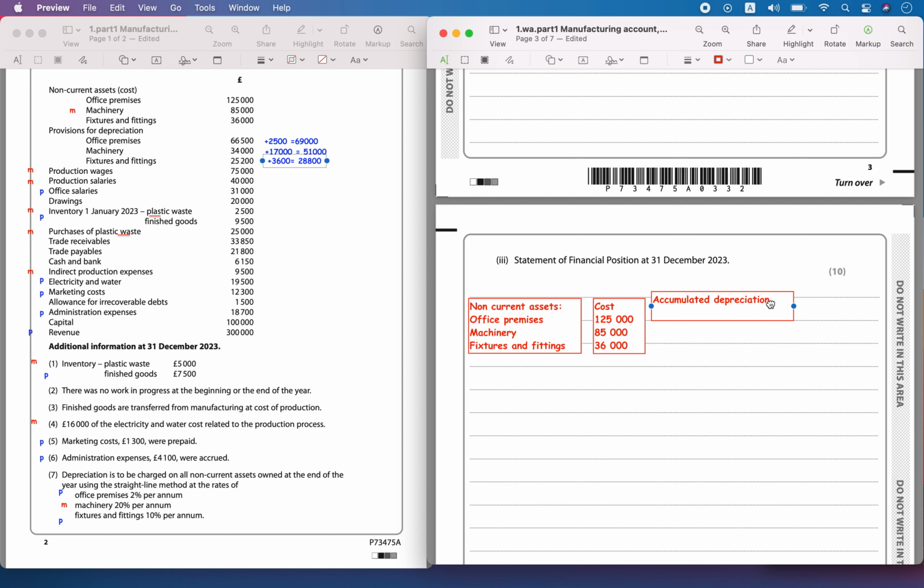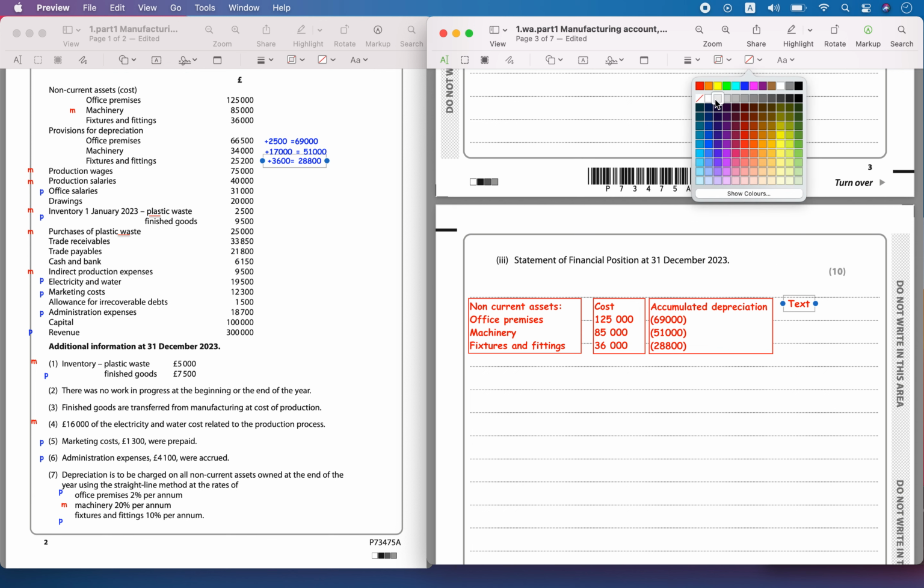So the first one was office premises. To calculate the carrying value, we have to do cost minus accumulated depreciation. Then you have 51,000, and then you have 28,800, which is the accumulated depreciation for fixtures and fittings. So now let's calculate the carrying value.